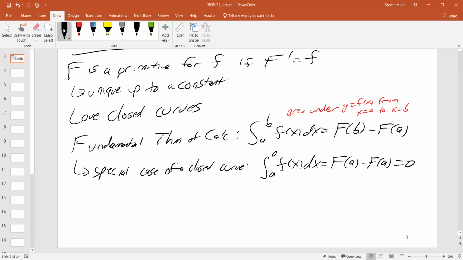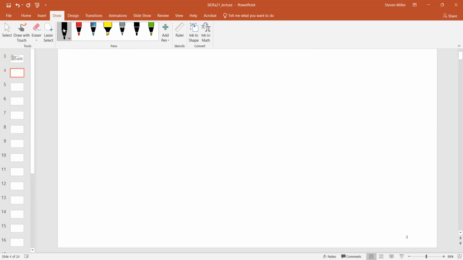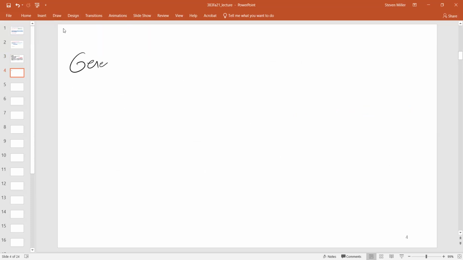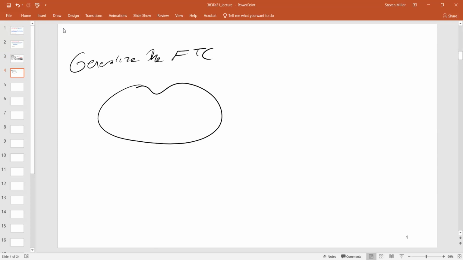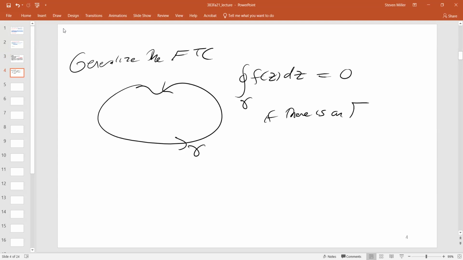All right, so we agree that if big F is a primitive of little f, we have a very nice way to do the integration. It turns out in complex analysis that this generalizes. So we can generalize the fundamental theorem of calculus. And so if I have some curve gamma, and I look at the integral over my closed curve gamma of f of z dz, this equals 0 if there is a big F such that big F prime equals little f. Okay, so this is the nice generalization.